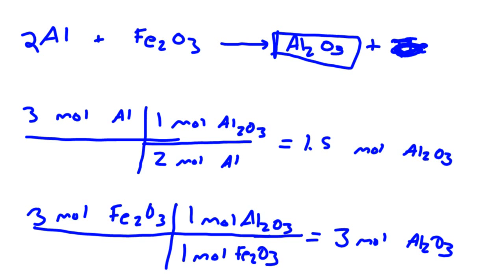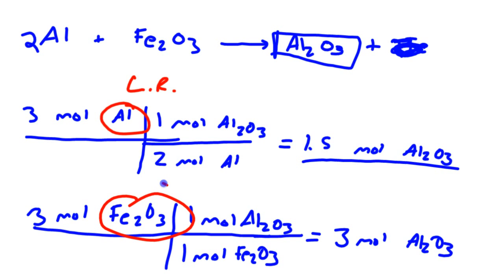So again, just like last time, I'm going to compare values. This is my least amount of product. So I'm going to look back to the beginning of my equation to see which reactant I started with, that is aluminum. So aluminum would be my limiting reactant for this, and because of that, that's going to make my iron 3 oxide by nature my excess reactant.